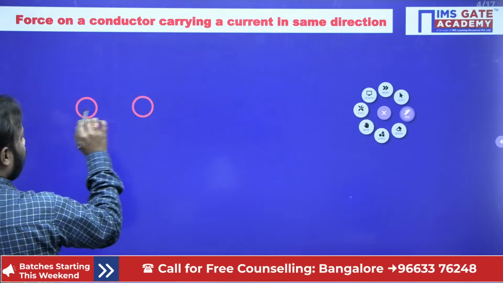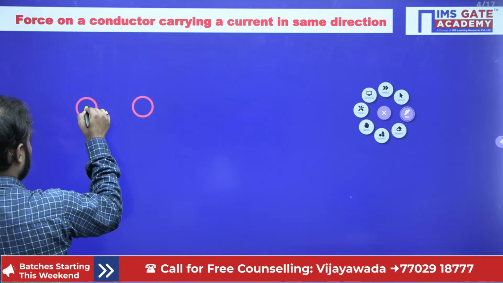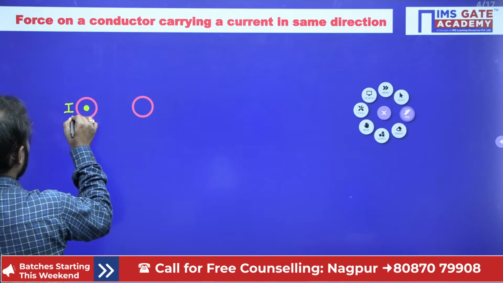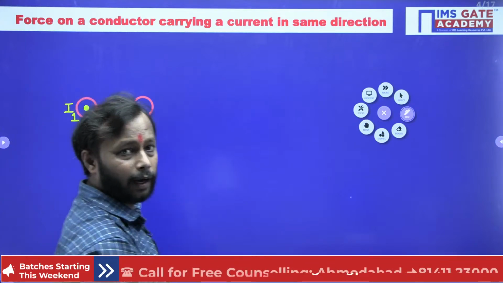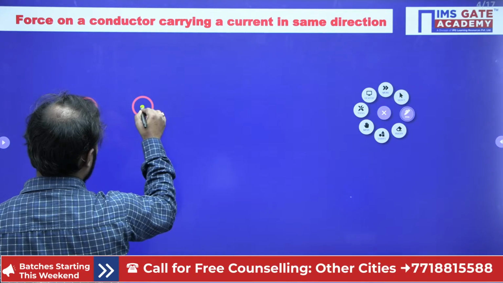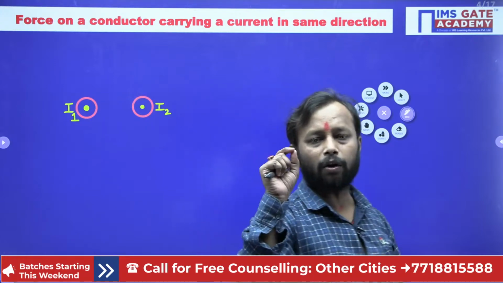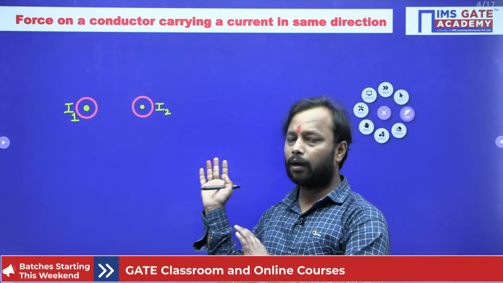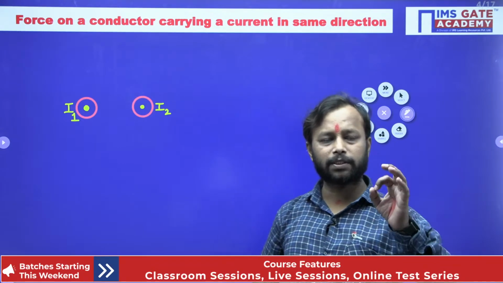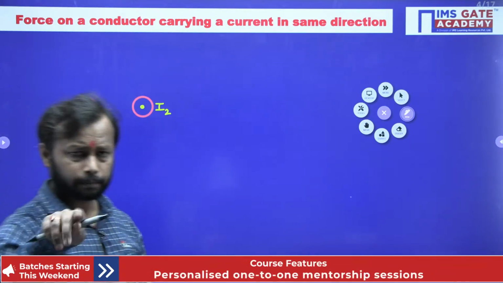So these are two separate conductors. Let us take here I1. This is the first conductor where the current inside is I1, and this is the second conductor, which has the current I2. The current here is a dot. Dot means it is coming out from the plane of the paper, so it will be visible as a dot.